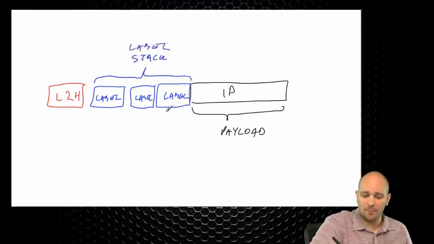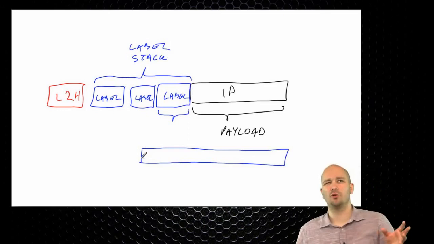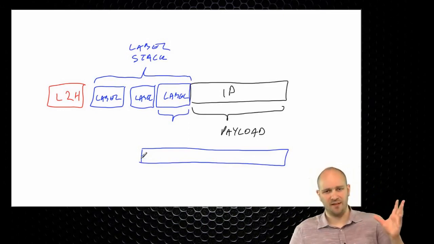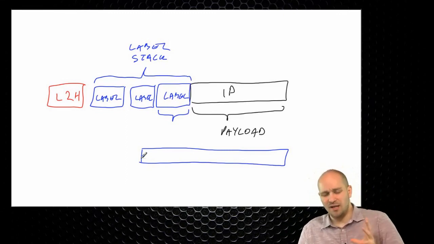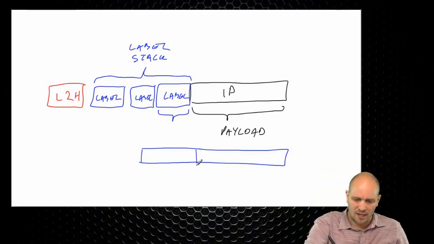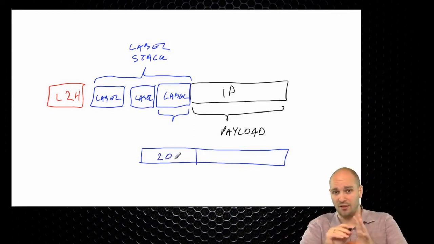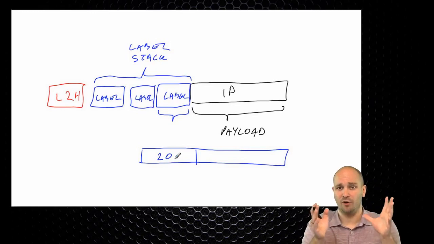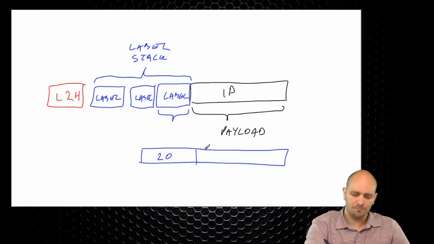Now, this label here, so let's take a look at the label. The label consists of, and I'm probably going to get the order of these fields wrong, so don't hold it against me if it's not correct in the order. I'm sure about the sizes of these fields, but I'm not entirely sure about the order in which they appear.